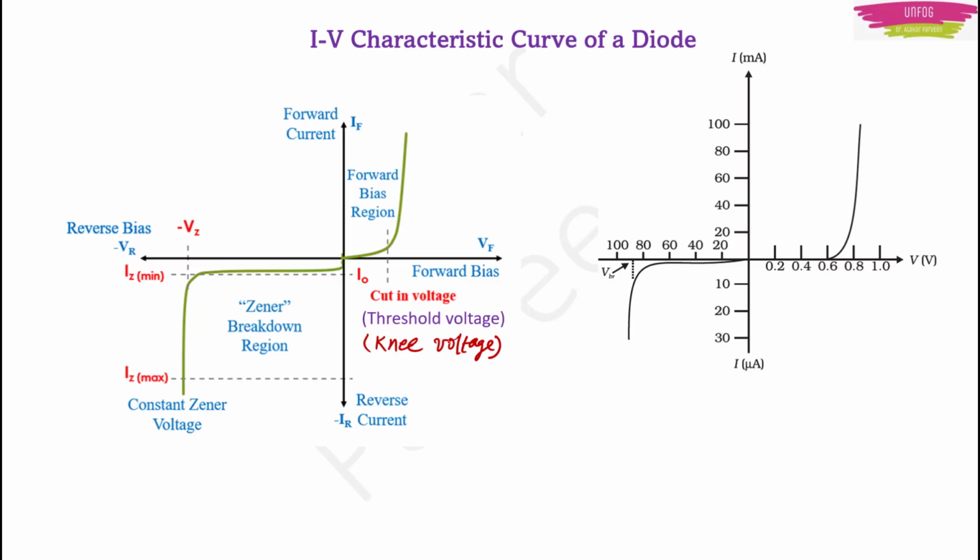Actually, in forward bias condition, the current first will increase non-linearly up to a certain forward bias voltage. This voltage is known as the cut-in voltage, threshold voltage or knee voltage. Okay. Then the current will rise abruptly. After this threshold or knee voltage, the current will abruptly increase even though you do not increase the voltage much more. This is happening in forward bias condition.